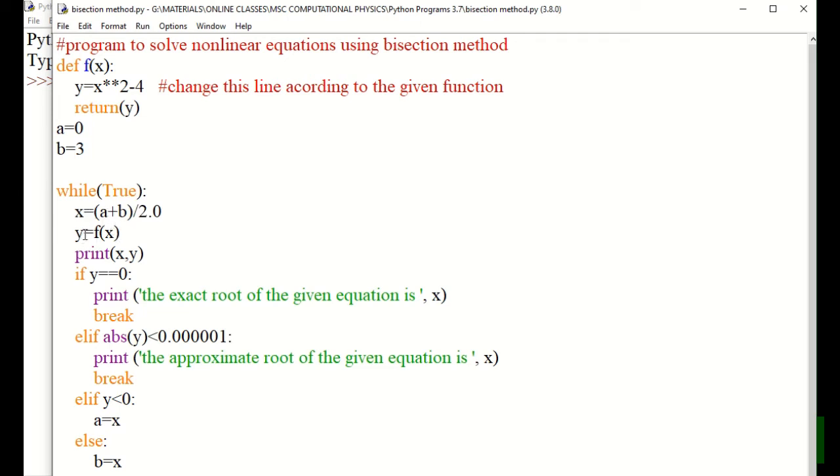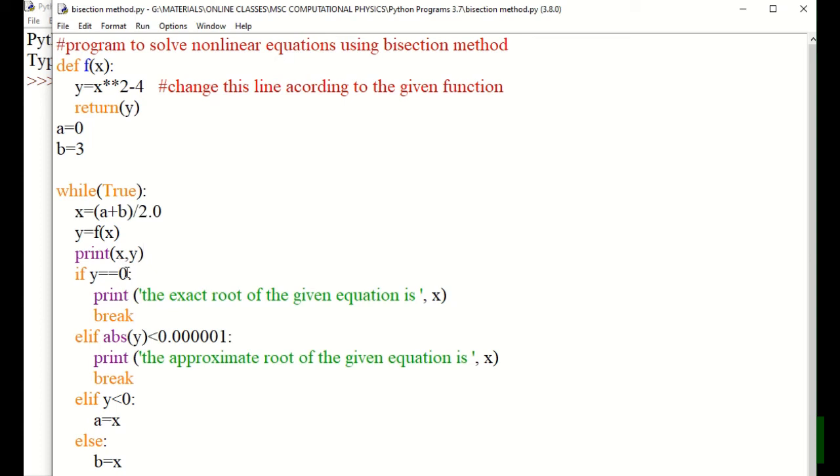So we evaluated, and the function is stored in y. Now in order to see what it is, we just print the result, but this is not actually required. Now there are different possibilities. Your f of x, that is y, can be 0. What does it mean? X is the root. So if y is equal to 0, we just print the exact root of the given equation as x, and we break the loop. With that you can stop the iteration.